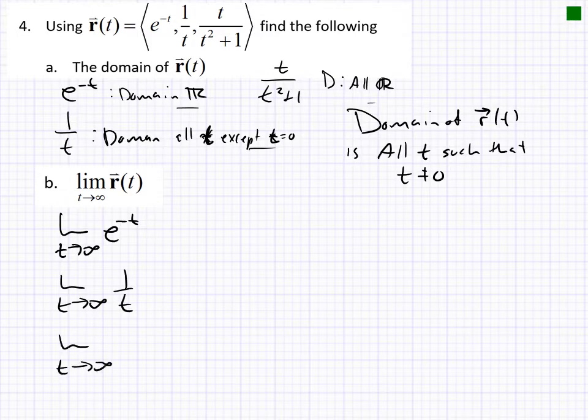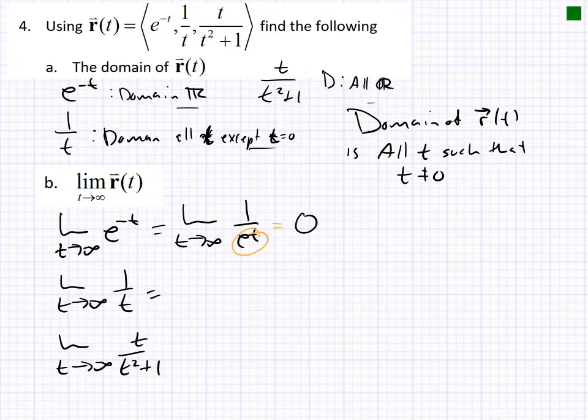So doing this, we look at each one. e to the negative t is really the same thing as 1 over e to the t. And as t goes to infinity, this denominator is going to go to infinity, and 1 over something that goes to infinity goes to 0.